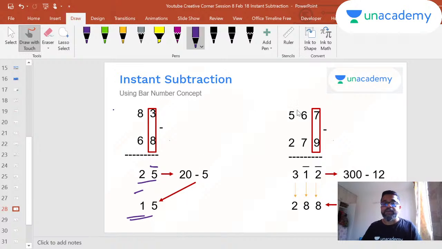Okay, so 567 minus 279. So when I subtract, 7 minus 9, I will put a bar sign here as I told you. 6 minus 7, I put a bar 1 here, and 5 minus 2, I put a 3.